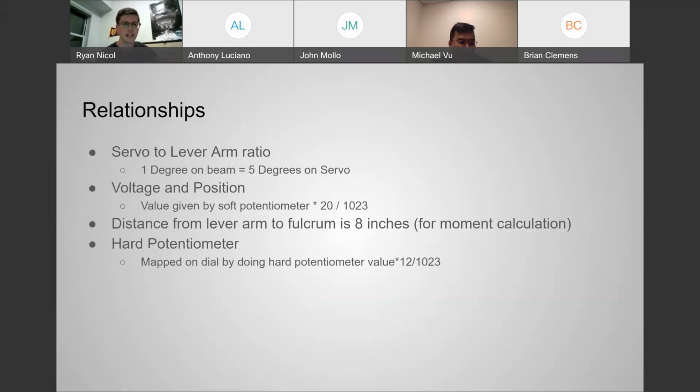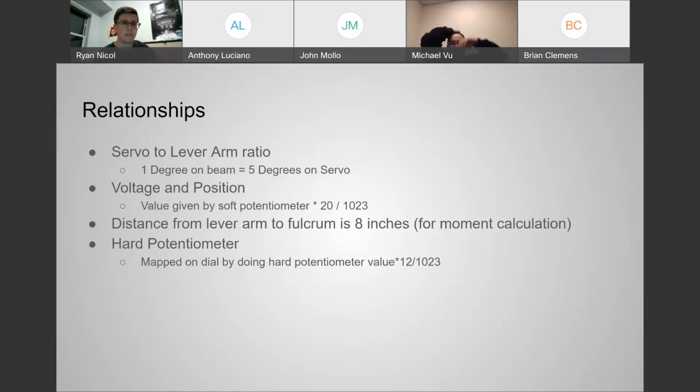So one of the things we had to establish is the relationships in our specific ball and beam design. So in our ball and beam design, for every 1 degree that we tilt the beam, it corresponds to a 5-degree change on the servo head, whether it be in the positive direction or the negative direction. So we also need to establish the relationship between the soft potentiometer value, because the soft potentiometer starts at a length of 20 inches, and we only care about 12 inches of those 20 inches.